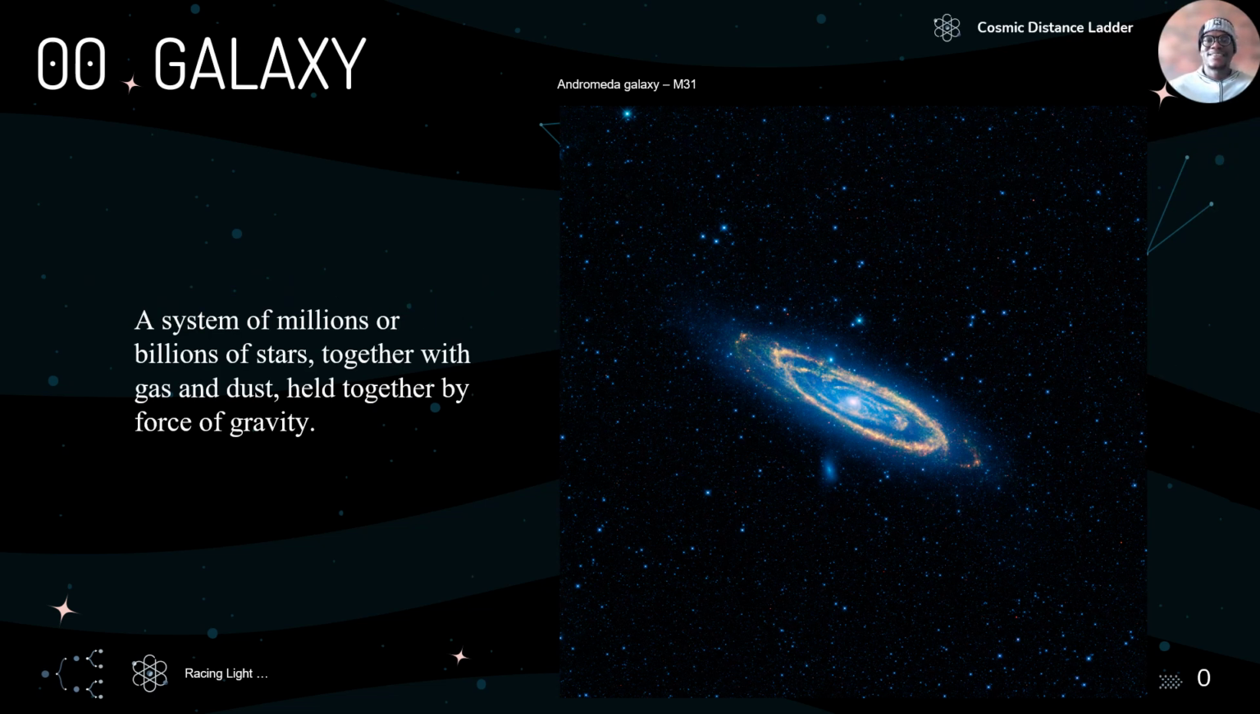First, we need to understand what a galaxy is before we talk about distances to galaxies and how to determine such distances. A galaxy is a system of stars, a collection of stars in their millions and billions, together with gas and dust, and they are held together by gravitational force. On the image, you can see Andromeda Galaxy, also known as M31. Our home galaxy, where we are, is known as the Milky Way Galaxy.